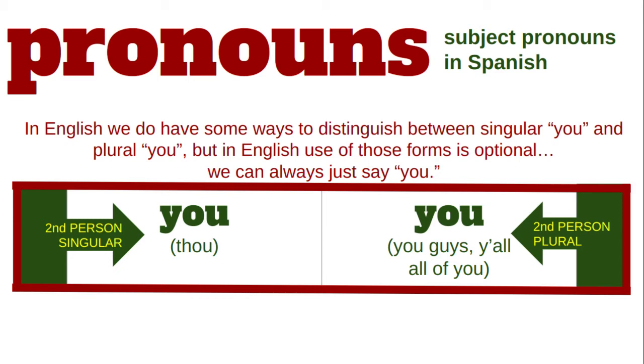For the plural form, we only have the word you, but we can emphasize that it's plural by adding to it. Sometimes we say you guys. Sometimes we say you all or all of you or y'all. Those are ways that we can explain that we're talking to more than one person. So even though we only have one word in English, the word you, there are a few different ways we can distinguish between them. And in the past, it would have been more obvious because we would have said thou if we were talking to one person and you if we were talking to more than one. Spanish still does that.